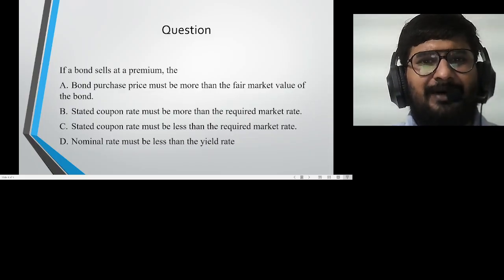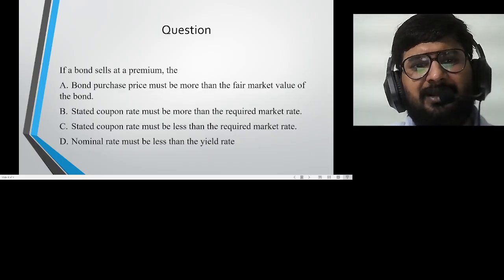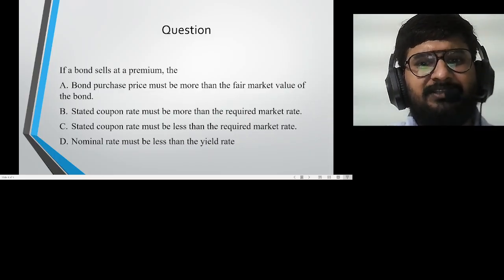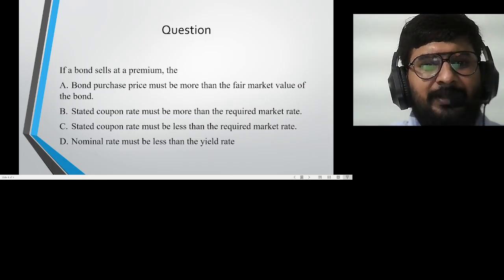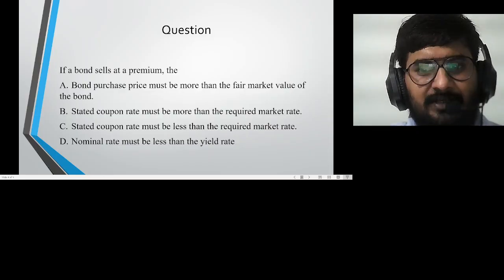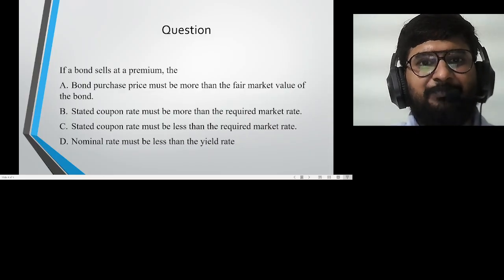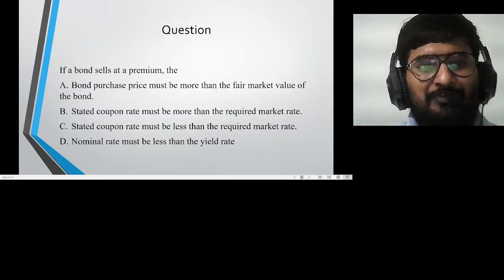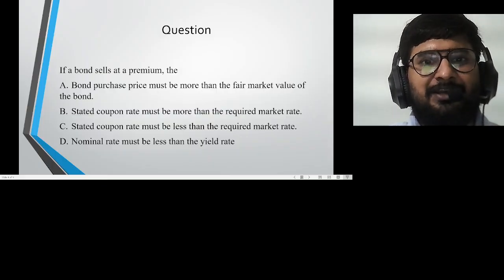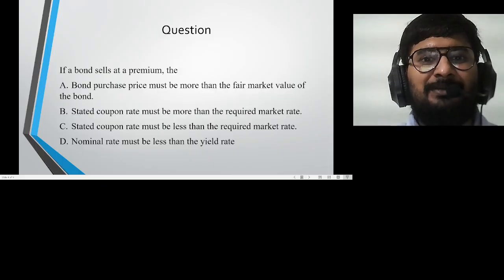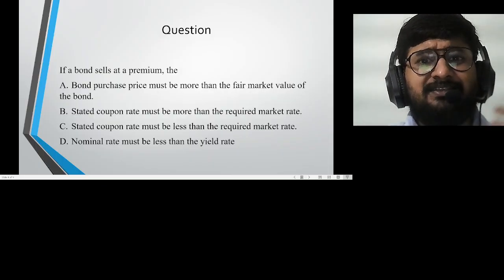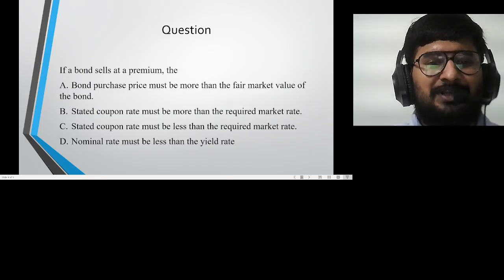Purchase price and fair market value should be the same, na? And it is not necessary. If the bond sells at a premium, the purchase price must be more than the face value, not the fair market value. Stated coupon rate must be more than the required market rate. Yes, remember in the last video, last conclusion, whenever the coupon rate is more than the market rate of return, the bond will sell at a premium because you are offering more than the market. In this case, since the market has to earn the same rate of return, it will buy it at a premium. So B should be your answer.